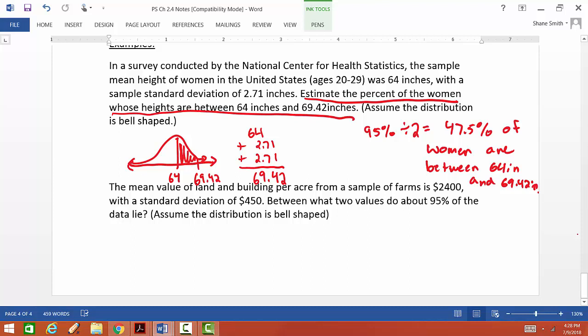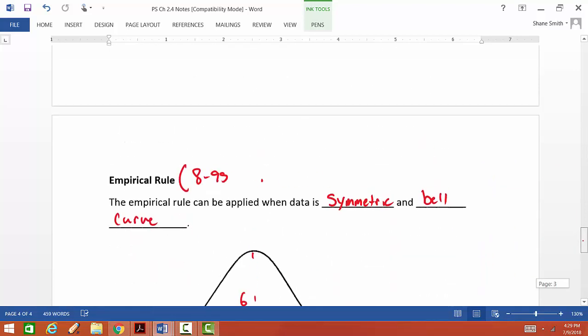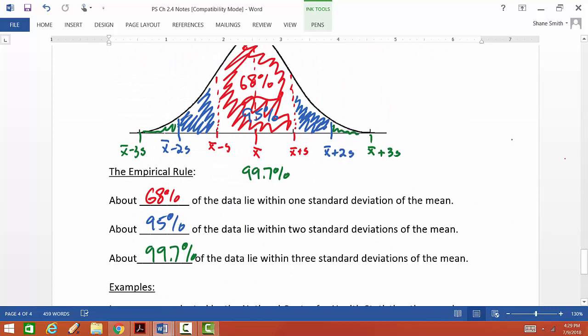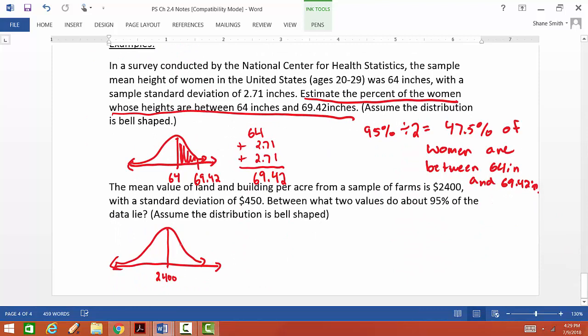So let's do the same thing with the second one. The mean value of land and building per acre from a sample of farms is $2,400 with a standard deviation of $450. Between what two values do about 95% of the data lie? It says assume the distribution is bell-shaped, so I would highly advise drawing a bell shape. We know the mean is 2,400, and 95% is 2 standard deviations, right? So we're going to add the standard deviation twice.